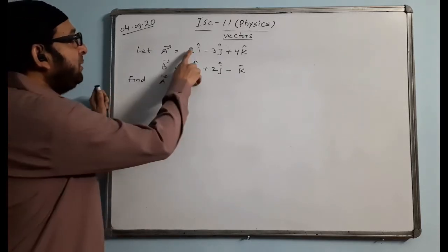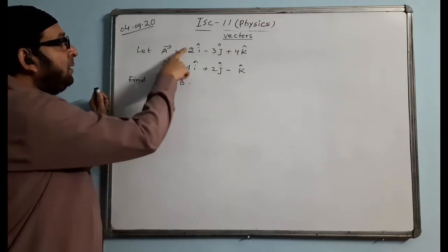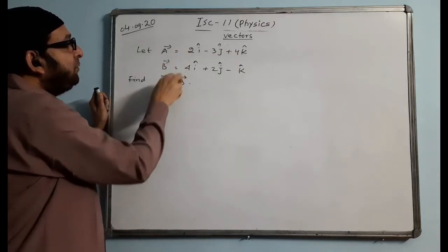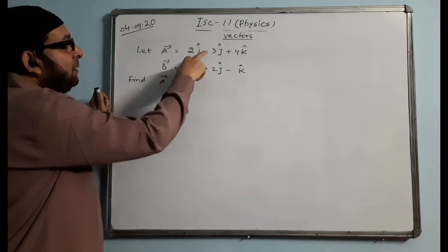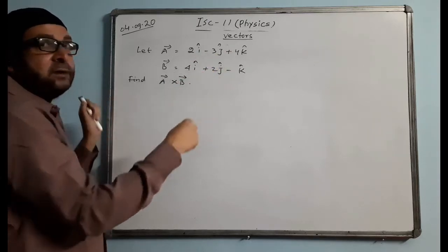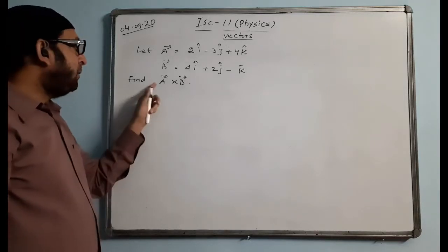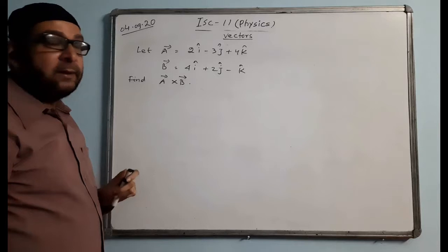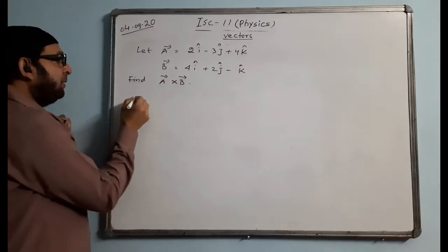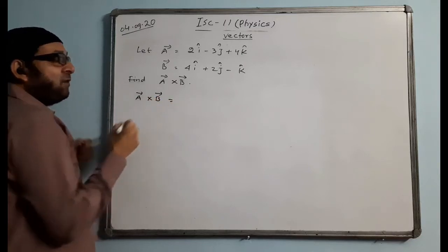We multiply only like with like, I with I, this with this, and the answer will come. For example, if you have to find a dot b, 2 times 4 is 8, minus 6, 8 minus 6 minus 4, and the simplified answer will come as a number, meaning only magnitude. But the answer of a cross b will not come only in magnitude. Now see how we can multiply. For a cross b, there are two methods. So see the first method.